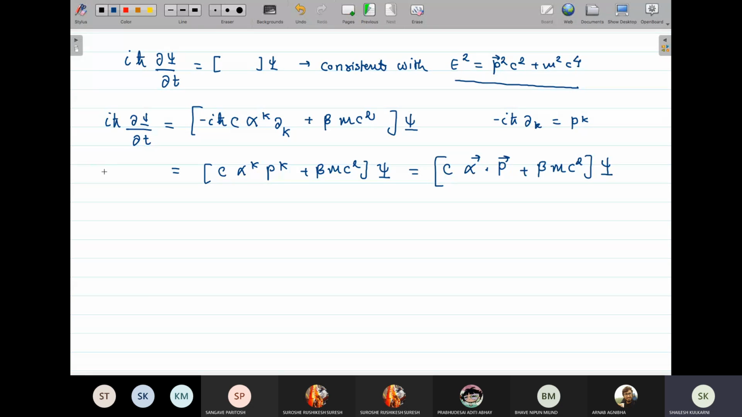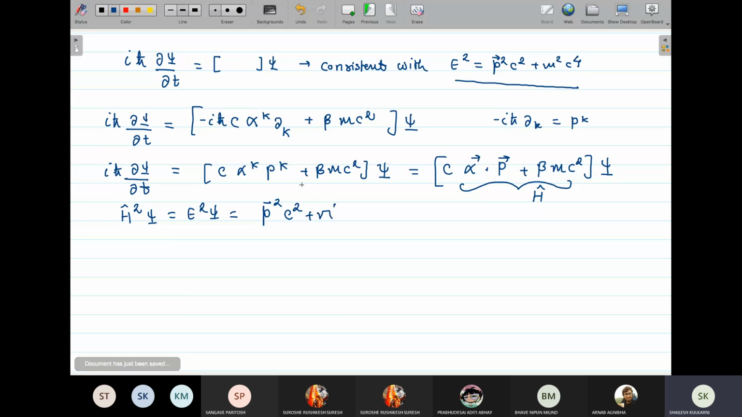Okay, so let us consider this i h cross del psi by del t. Now for this to be consistent with this, if I call this quantity H, we must have H square psi equal to E square psi, which must be equal to p square c square plus m square c to the power 4. Clear? Fine.